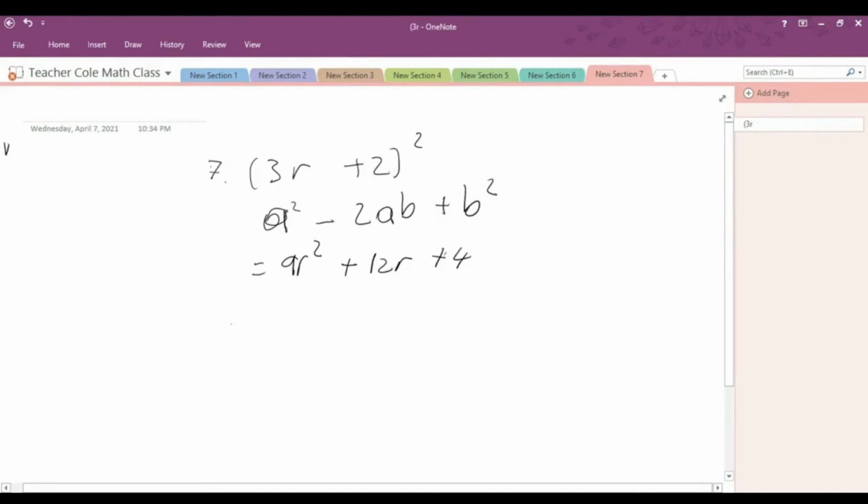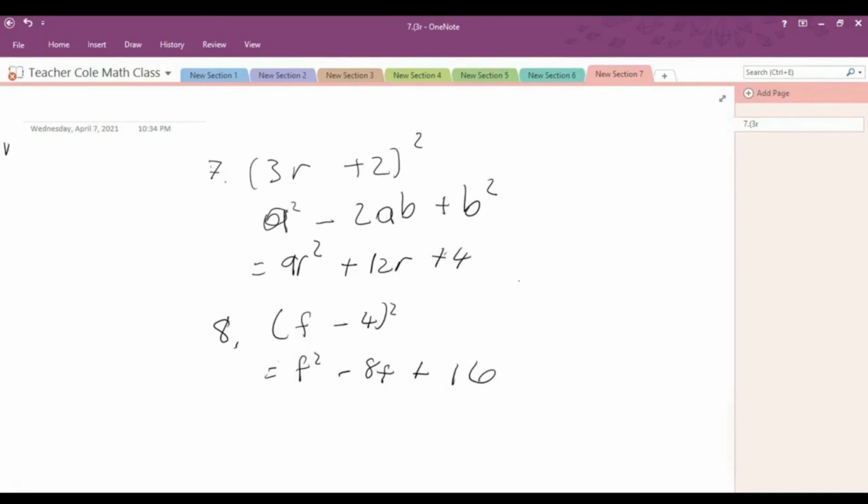Alright, we're going to work number 8 on this one as well, and it says f minus 4 all squared. Still using the formula, which is equal a squared, so that will be f squared minus 2ab. 4 2's 8, so that will be minus 8f. Alright, plus b squared, 4 squared is 16. And that sums it up in solving these binomial expressions. The formula that we used was a squared minus 2ab plus b squared.